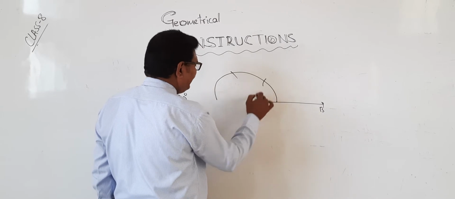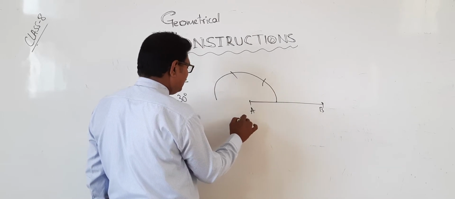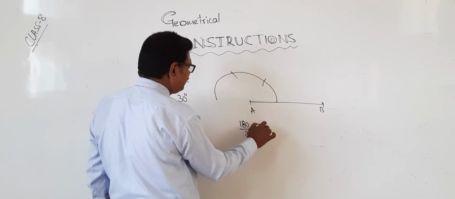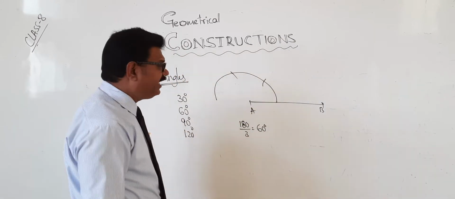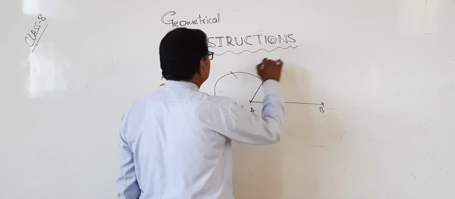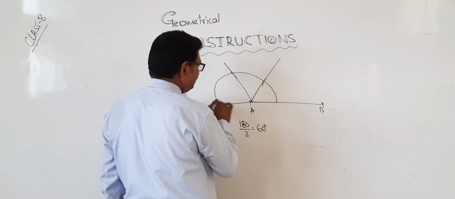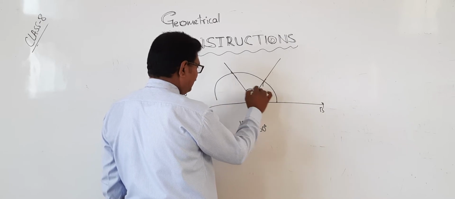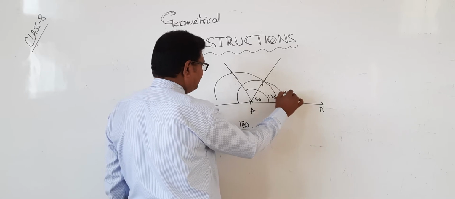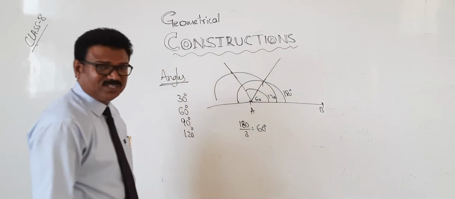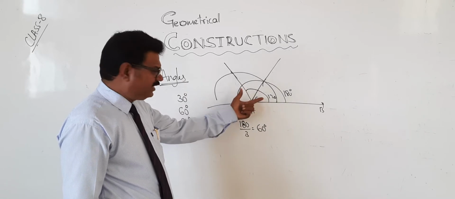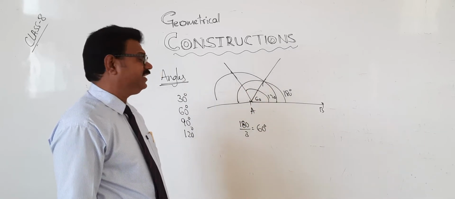If you draw the semicircle like this, again by keeping the compass on this, you divide it into three parts. Three parts. Why? The total angle will be 180 by 3. It is nothing but one angle will be 60 degrees like this, and like this. Therefore, this is 60, this is 120, and this is 180 degrees.